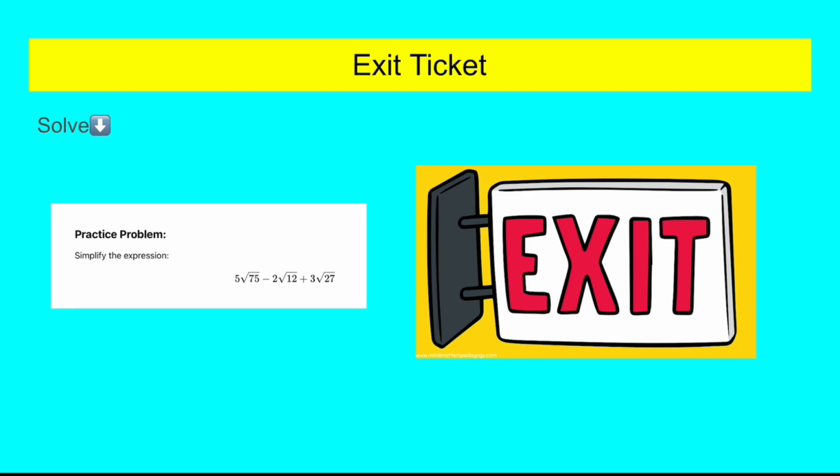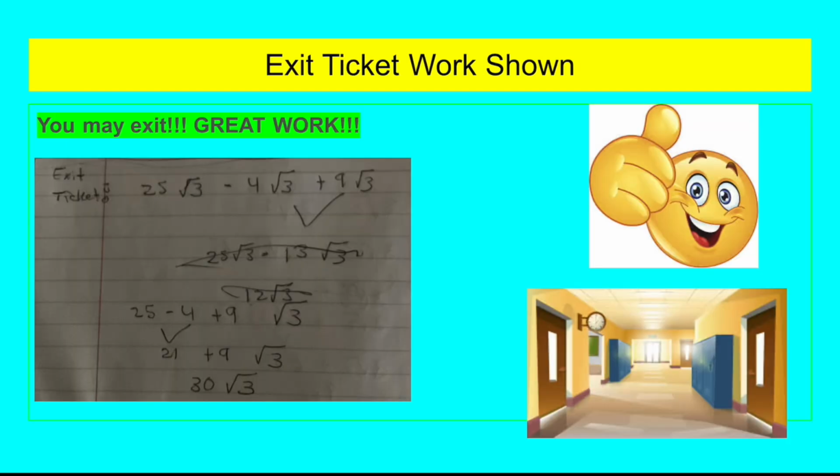How many quarters does it take to make 75? 3. So you take 25 radical 3. You got 4 radical 3, and you got 9 radical 3. When you combine all 3 using the operation that's there first, which is the minus sign, you get 25 minus 4, 21, plus the 9, and you have 30 radical 3 is your answer.